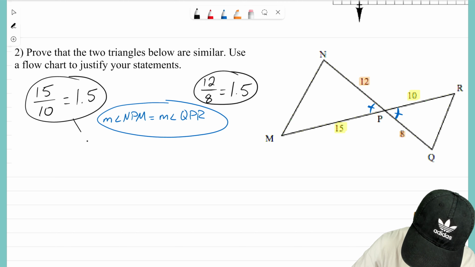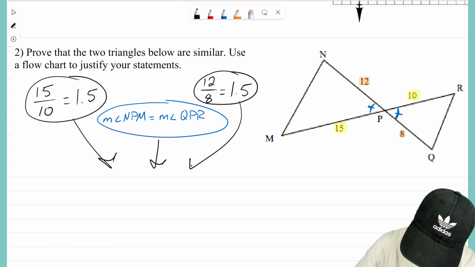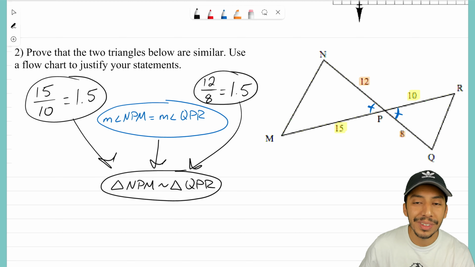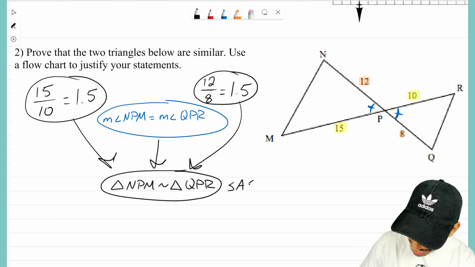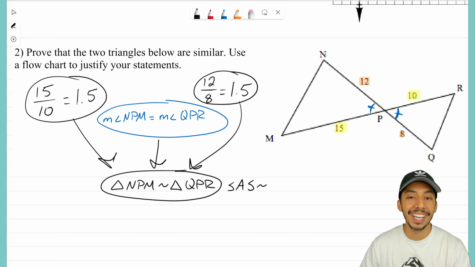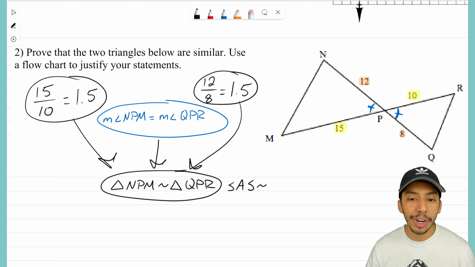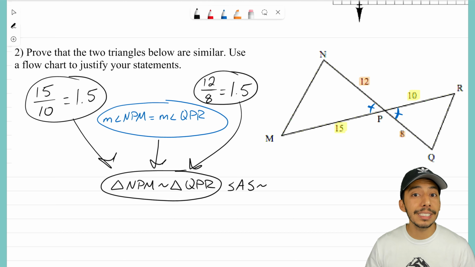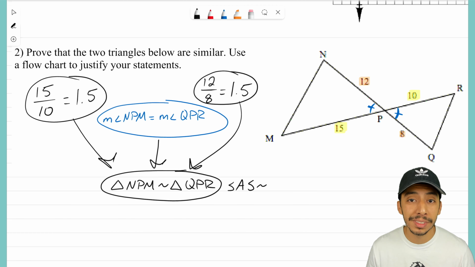We can say with absolute certainty now that these triangles are similar. So we'll say triangle NPM is similar to triangle QPR. How did we find that out? Well, we used side, angle, side similarity. That is a complete flowchart proving that those two triangles are similar, because two sets of sides have an equal zoom factor and the angles in the middle are equal.